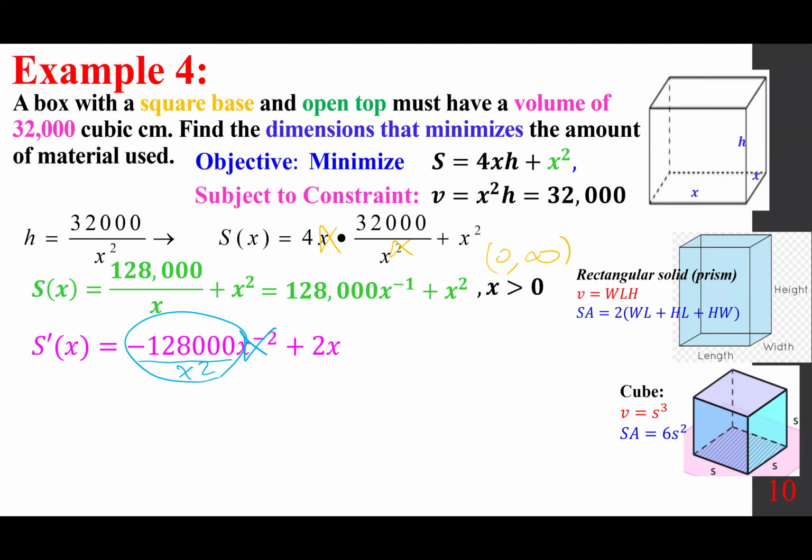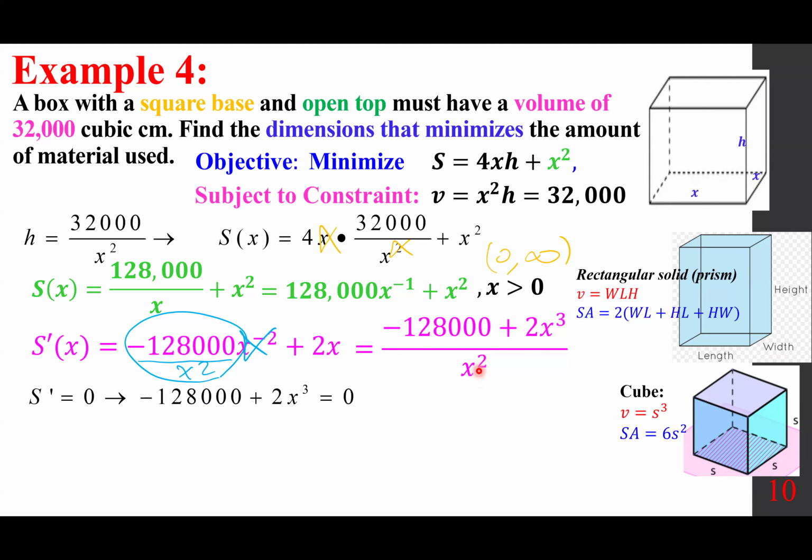We write it in this fashion, negative 128,000 over x squared. And the denominator, the common denominator, is x squared. So this is 2x cubed over x squared, or this function. To find s prime, to find the critical point, we set s prime equal to 0. That means the numerator is 0. And also s prime doesn't exist when the denominator equals 0, that gives us x = 0, which is not in the domain. But solving this is easy.